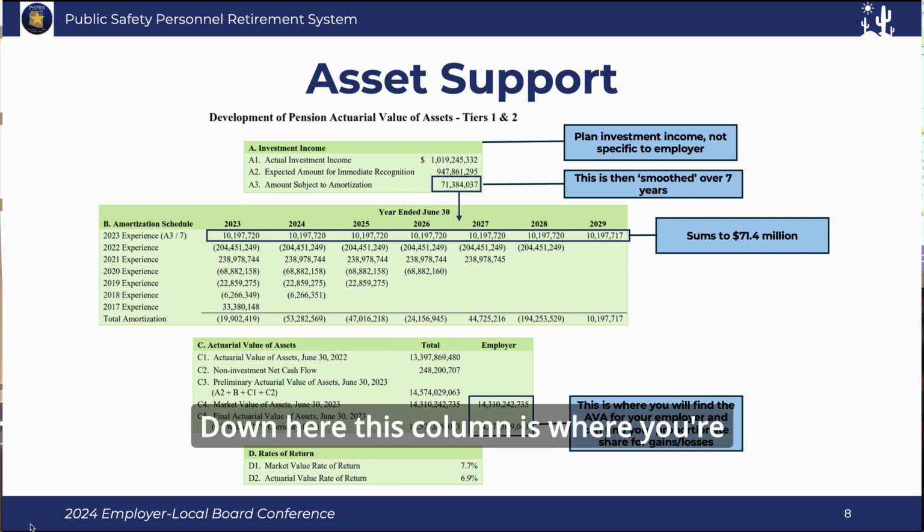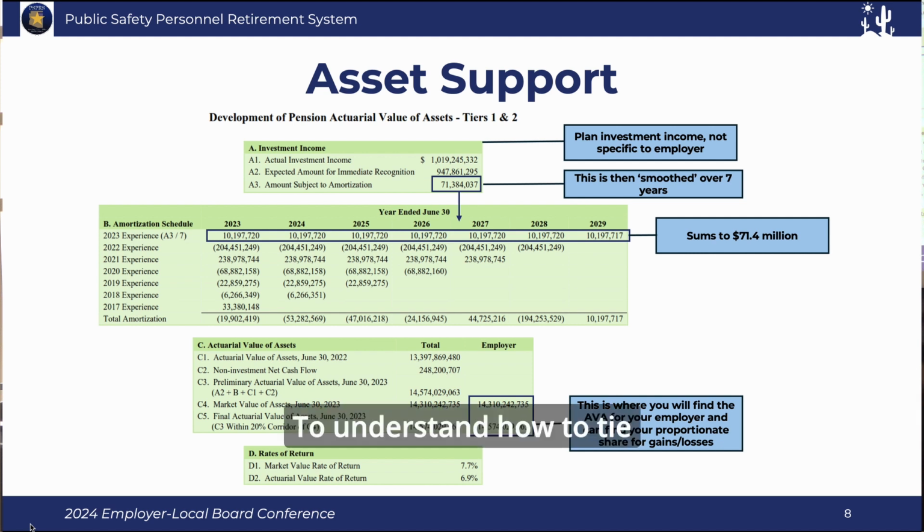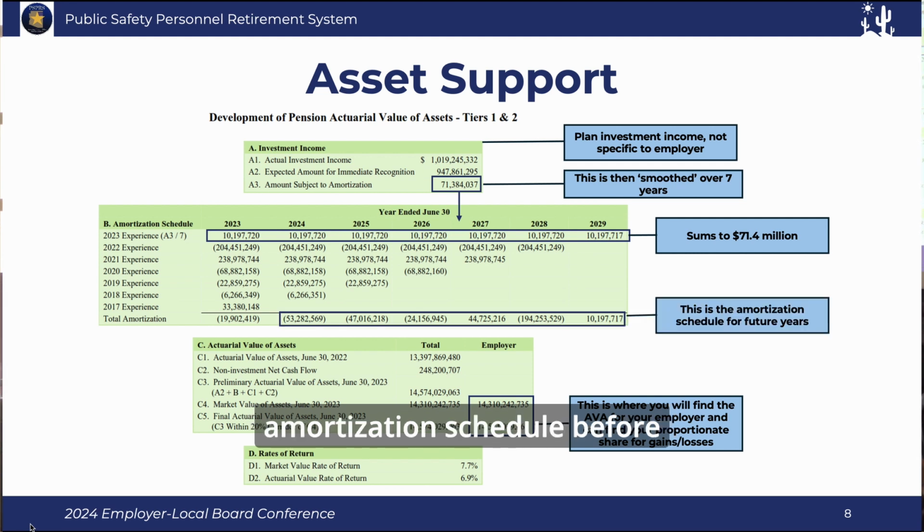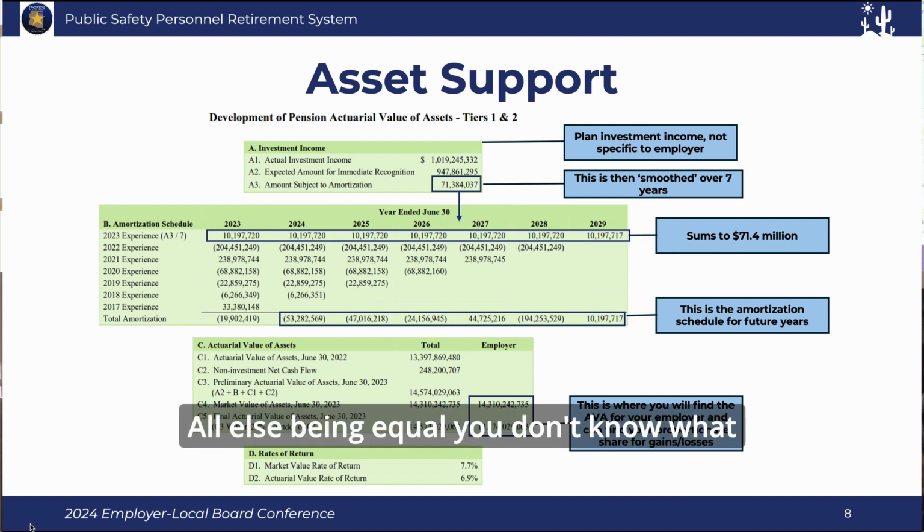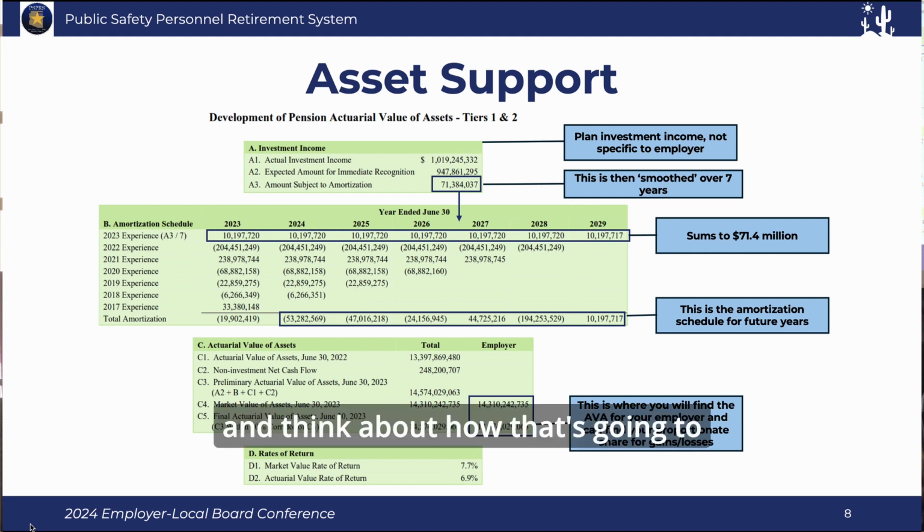Down here, this column is where you're going to find, on an employer basis, both the market value and the actuarial value of the assets that you have in the plan. To tie this to your actuarial value, you basically take a ratio of your actuarial value out of the total, so you can apply it to this amortization schedule moving forward and realize, oh, next year there's going to be a loss that's going to be recognized. All else being equal, we don't know what other factors might increase or decrease that, and think about how that's going to impact your plan moving forward.